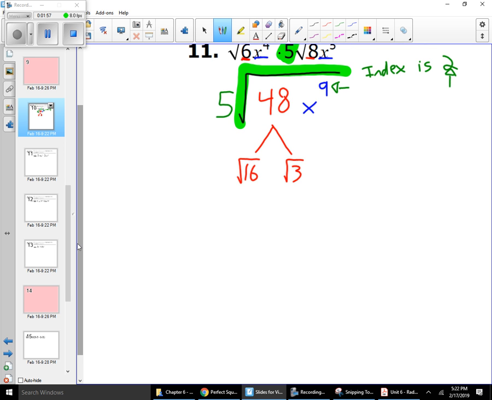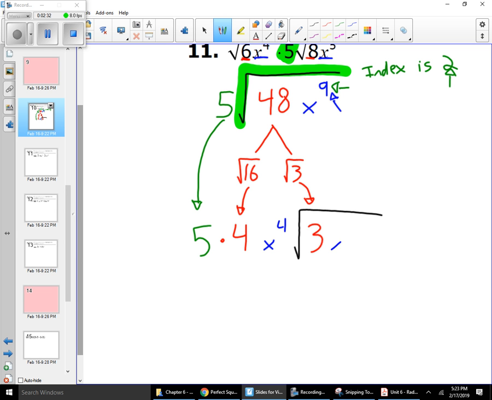There's still a 5 as a coefficient. There's going to be a 4 coming out of the radical because the square root of 16 is 4. And then x to the 4th power comes out of the radical because 2 goes into 9 4 times. So what's going to be left behind? There's still a 3 that's left behind. The square root of 3 is not a nice number, so it stays under the radical. And remember, 2 went into 9 4 times, but there's 1 left over. 4 times 2 is 8, but we had 9 of them, so there's still 1 hanging out under the radical.